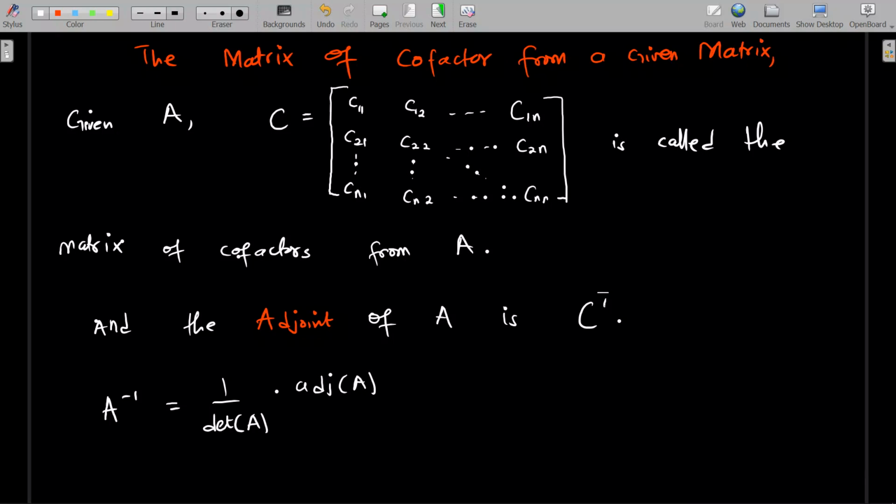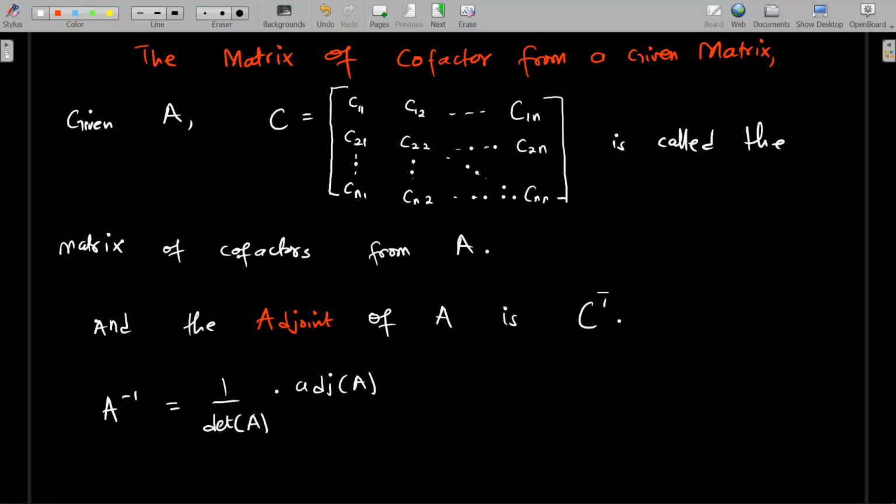Hi. So I'm going to talk about how to find the inverse of a matrix, with the formal definition using determinants and cofactors. Okay. So before that, let's go through what we mean by the matrix of cofactors from a given matrix.